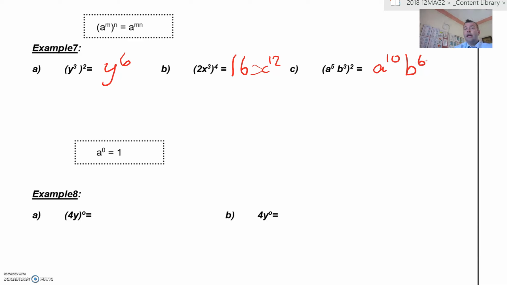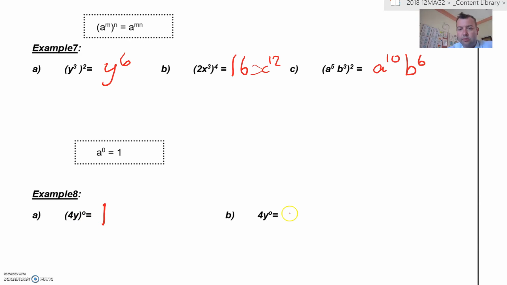Nice. Now, something raised to the power of 0 essentially means divided by itself. And what happens if I divide a number by itself? I get an answer of 1. So if I raise something to the power of 0, it means I divide it by itself, and I get 1. 4y to the power of 0, is 1.